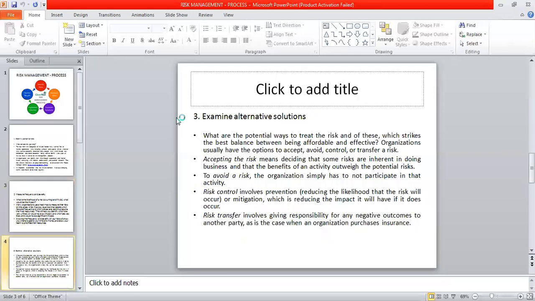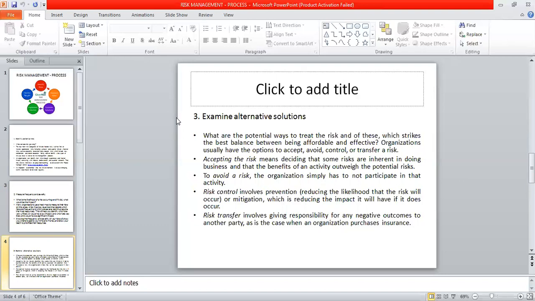Then the third one is we have to examine the alternate solutions. Examining the alternate solutions is also very important, because here we have to examine what the potential ways to treat the risk are, right? And according to these, which strikes the best balance between being affordable and effective also.